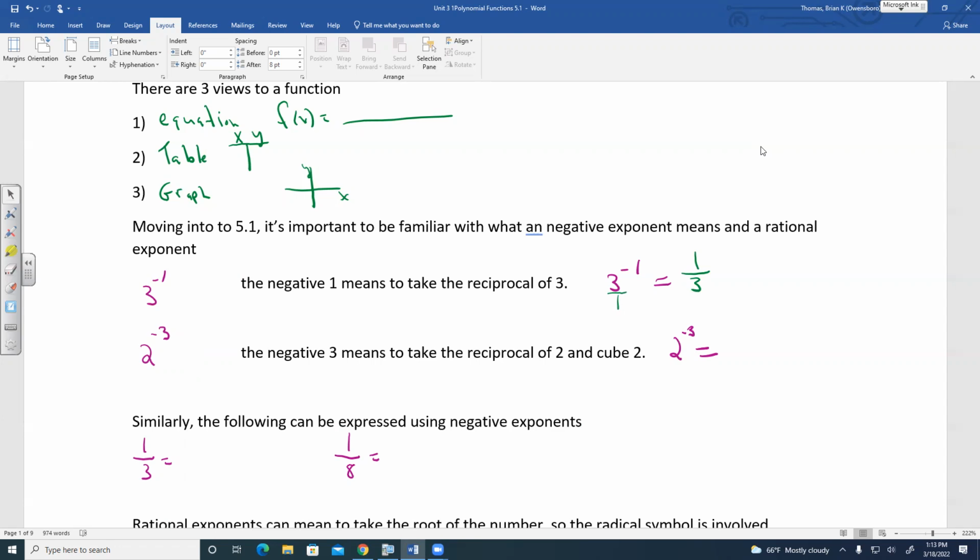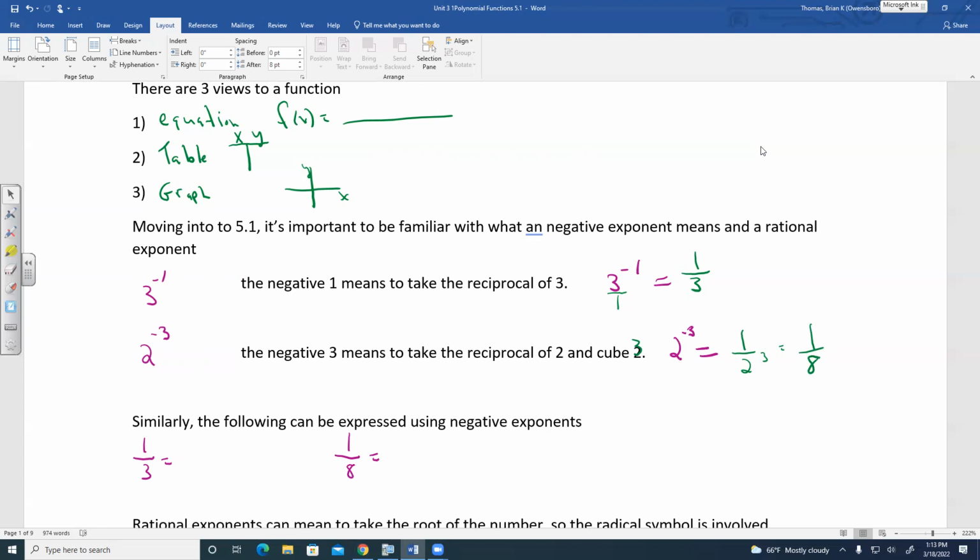2 to the negative 3rd, the negative 3 means to take the reciprocal of the 2 and then actually cube it. That means raising it to the 3rd power. So we want to cube it. So 2 to the negative 3rd means to take the reciprocal of the 2 to start with. So it becomes a 1 over 2. But then you still got to cube it. So that becomes then 1/8.